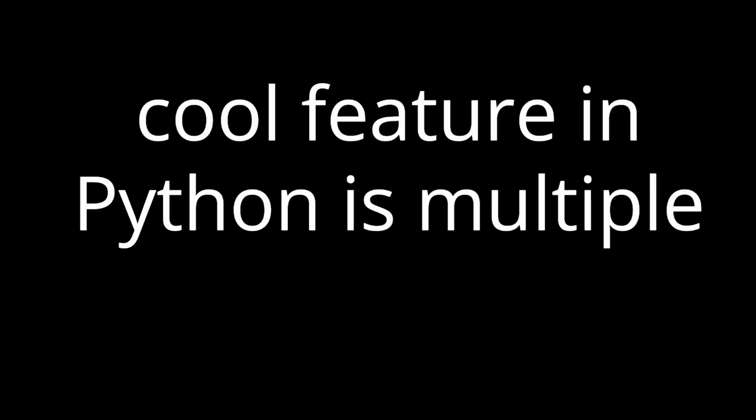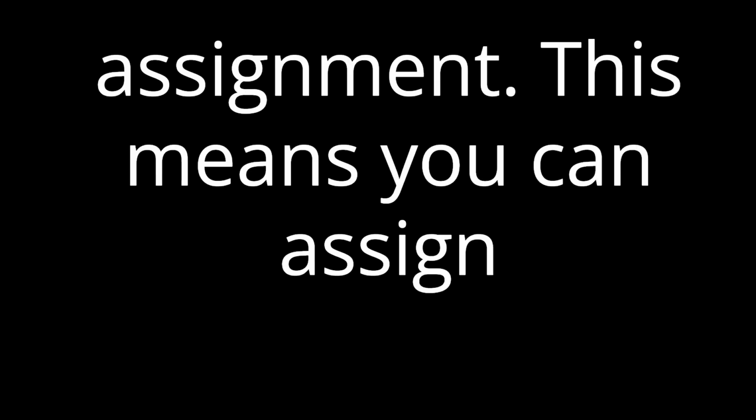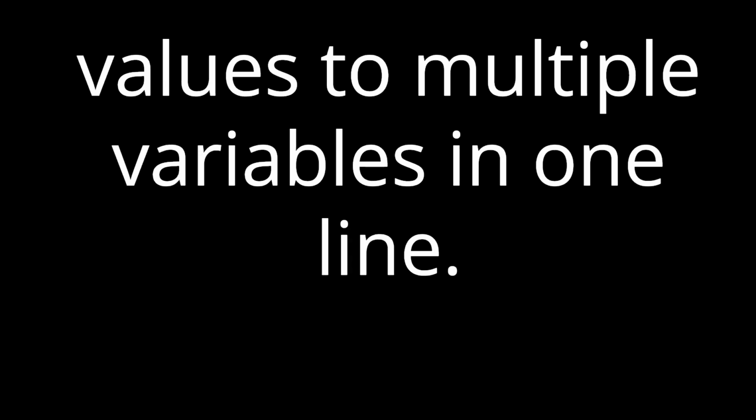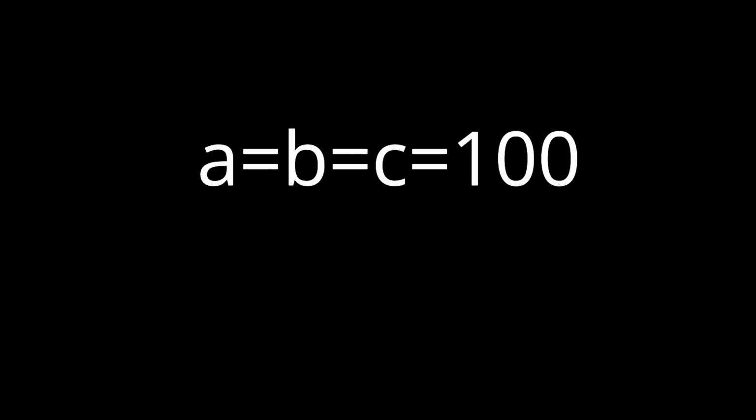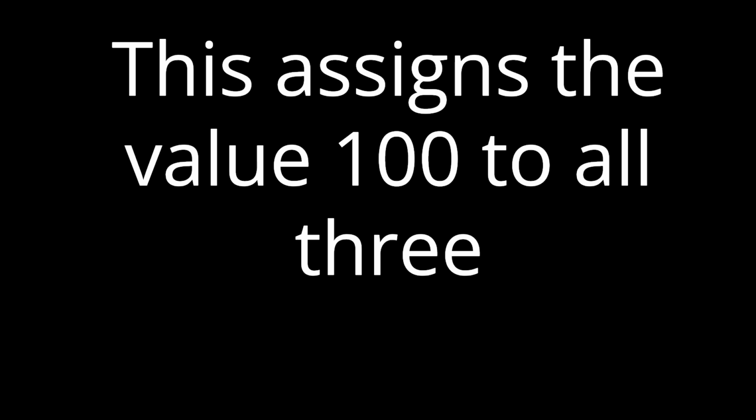Another cool feature in Python is multiple assignment. This means you can assign values to multiple variables in one line. For example, x, y, z = 1, 2, 3. This assigns 1 to x, 2 to y, and 3 to z. You can also assign the same value to multiple variables at once like this. a = b = c = 100. This assigns the value 100 to all three variables.